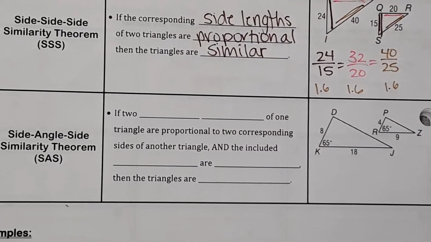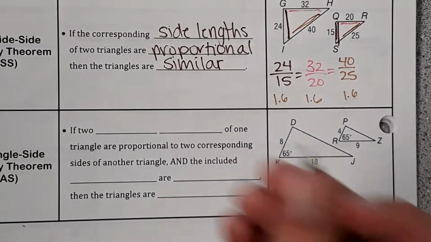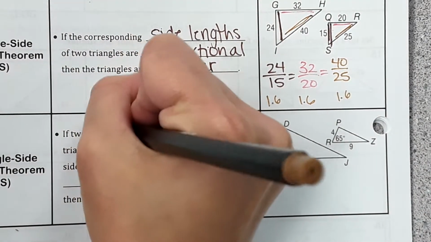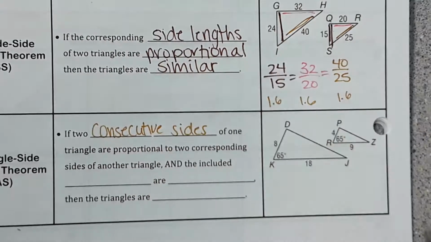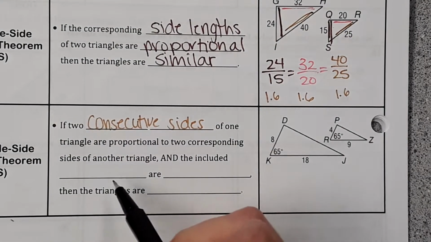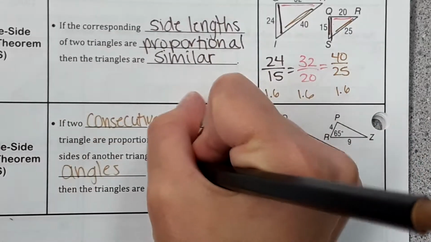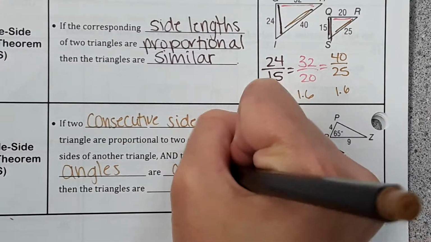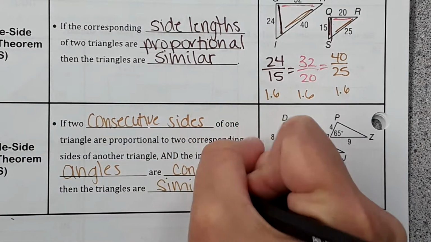And the last one, side-angle-side similarity. If two consecutive sides of one triangle are proportional to two corresponding sides of another triangle, and the included angles are congruent, then the triangles are similar. And I'll show you what that means in the picture here.